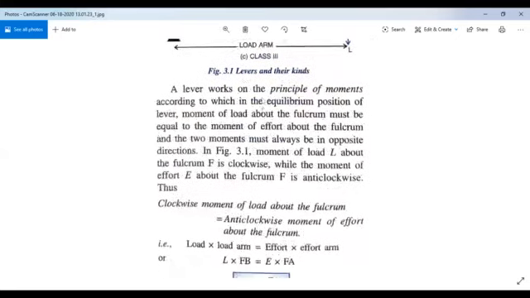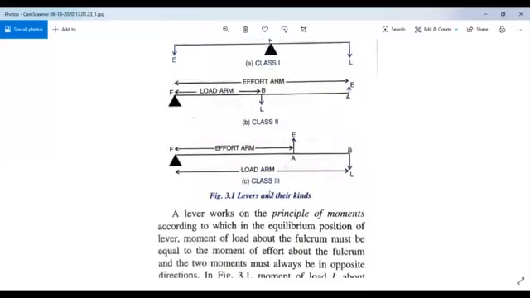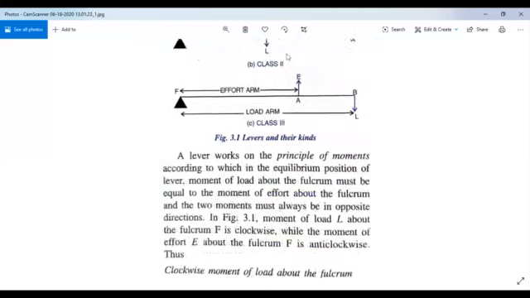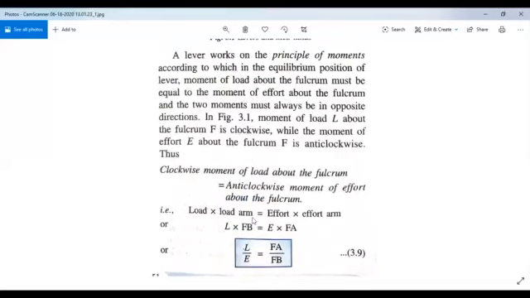Hope you are understanding this one. Clockwise moment of load about the fulcrum should be equal to anti-clockwise moment of the effort about the fulcrum. Clockwise moment, force into distance, force is E. Effort into effort arm should be equal to load into load arm.